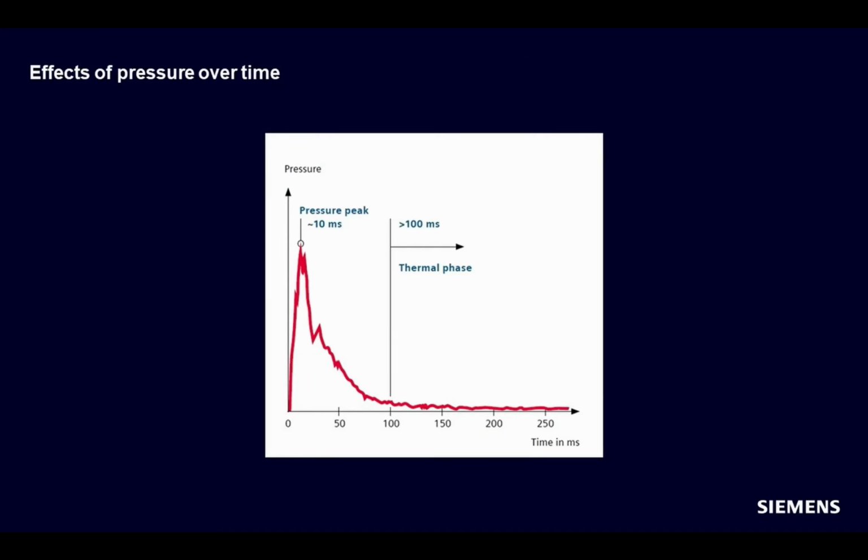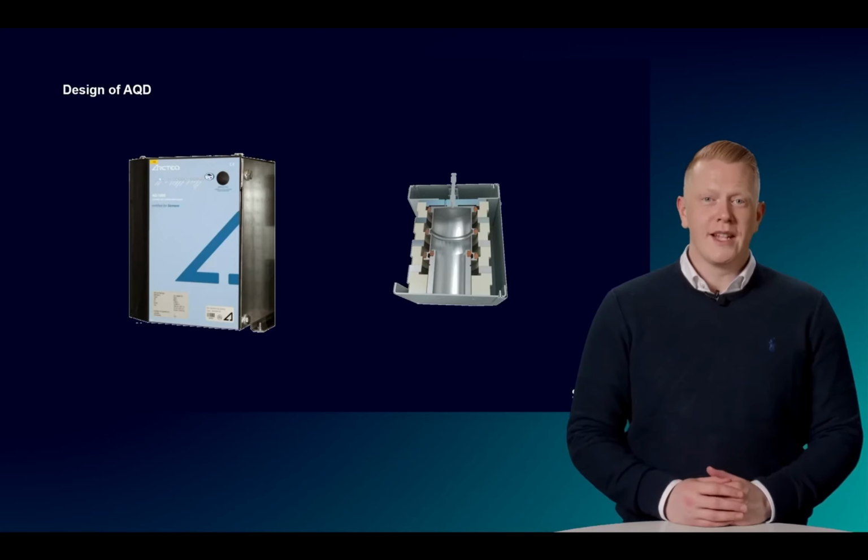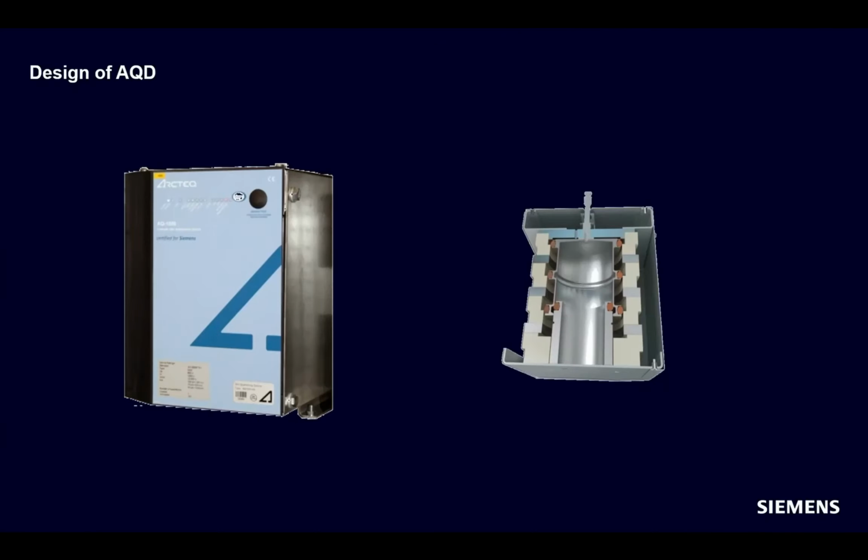How does the quenching device work? The setup is quite simple. Inside the device is a cylindrical contact which is moved extremely fast when triggered by the magnetic field of a coil and thus creates a short circuit.